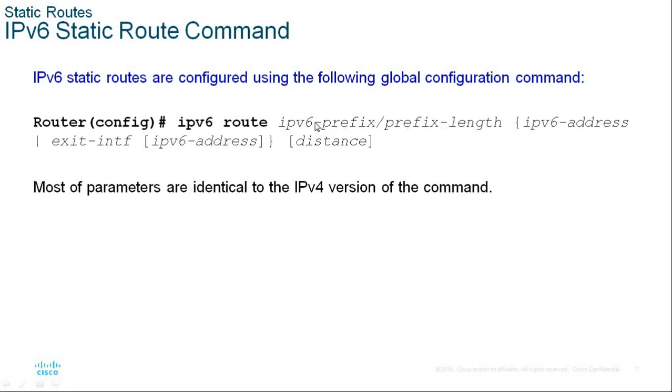In IPv4, as you know, there is a network and a subnet mask. But in IPv6 it is not like that. You can write the whole network with the prefix length. From here onwards it is the same: IPv6 address or exit interface. IPv6 address means the next hop address, or the exit interface, followed by distance. Here also distance means administrative distance.